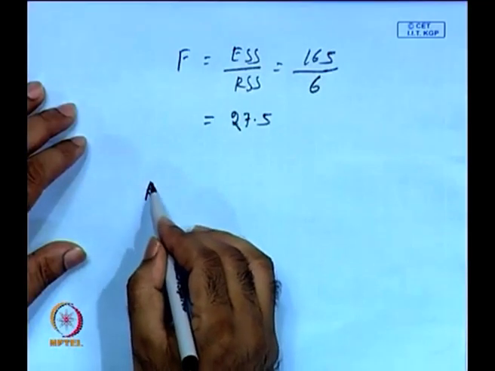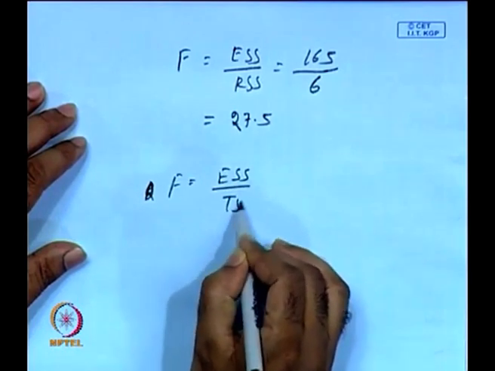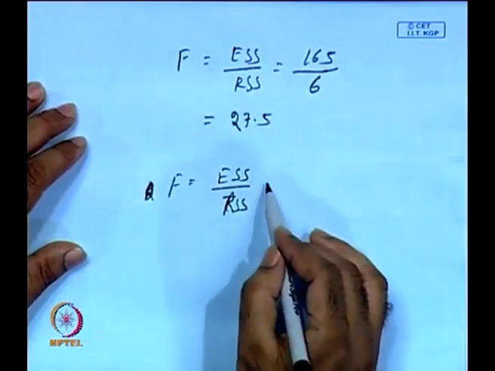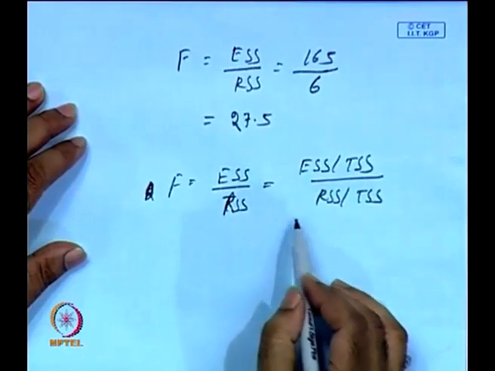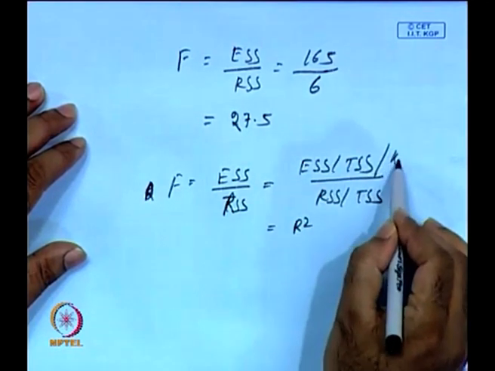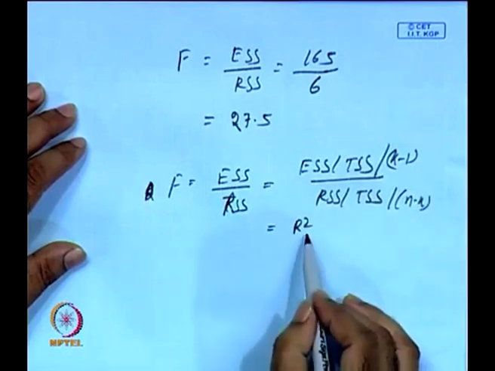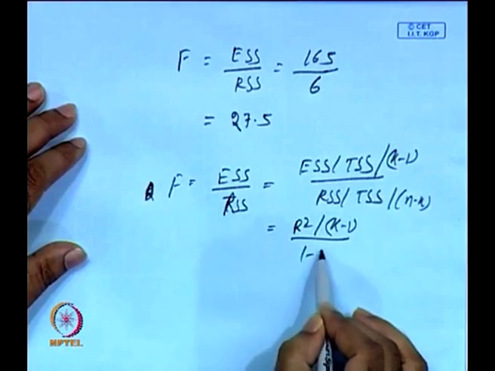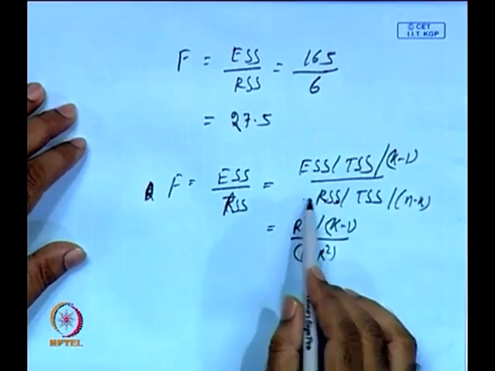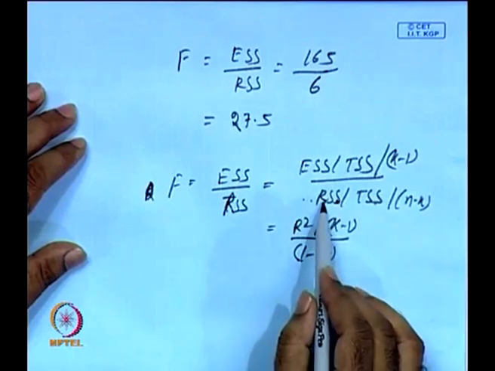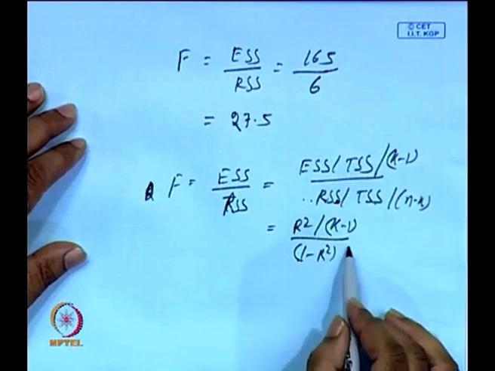If you are getting higher and higher R square, then obviously the F statistic will be very high, because F is derived from the R square only. You see here, since F is equal to ESS by TSS, RSS, you just divide TSS on both sides. So that means ESS by TSS divided by RSS by TSS. This is R square over K minus 1, and this is over N minus K. So R square by K minus 1 divided by 1 minus R square by N minus K, because RSS is TSS minus ESS. TSS by TSS equals 1, and ESS by TSS is again R square.